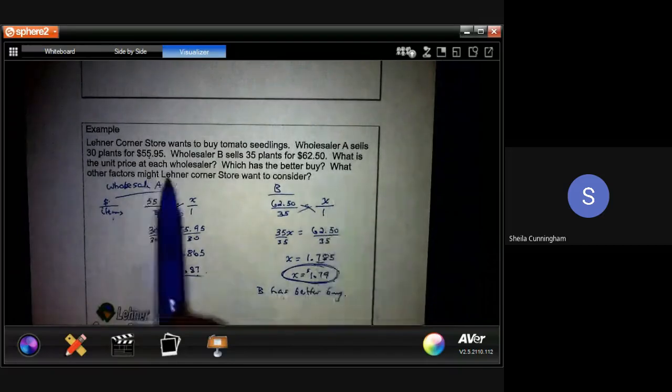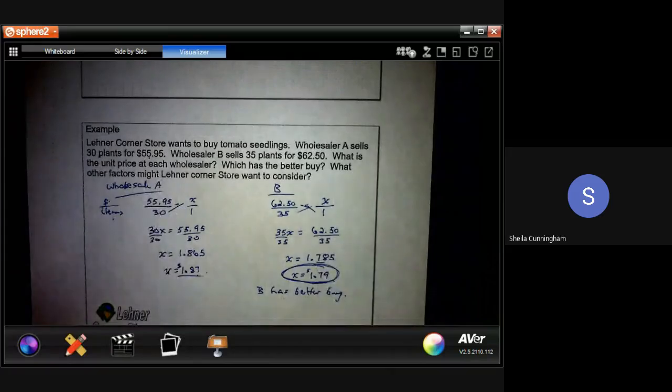Now, what factors might you consider? Well, I guess it depends on what the tomato seedlings look like. Are they well looked after? Do they look like strong, healthy plants? You might want to consider that.